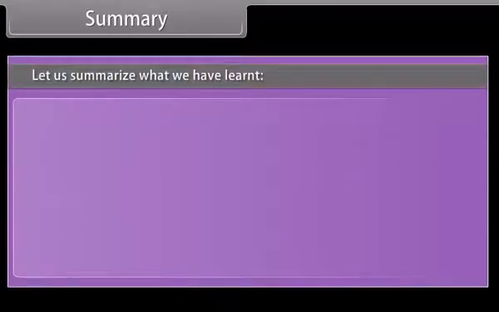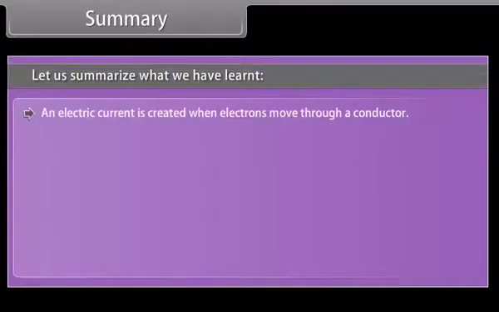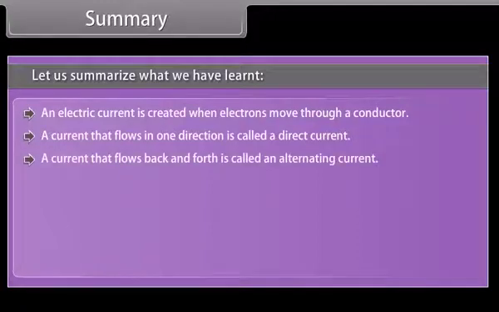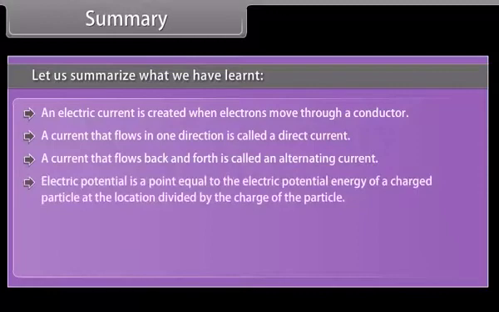Summary. Let us summarize what we have learnt. An electric current is created when electrons move through a conductor. A current that flows in one direction is called a direct current. A current that flows back and forth is called an alternating current. Electric potential at a point is equal to the electric potential energy of a charged particle at the location divided by the charge of the particle.